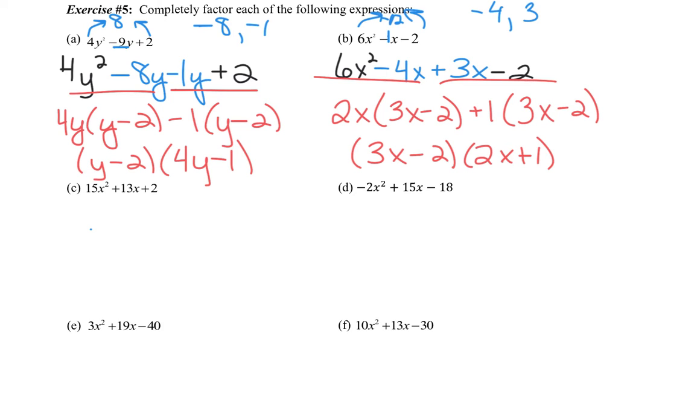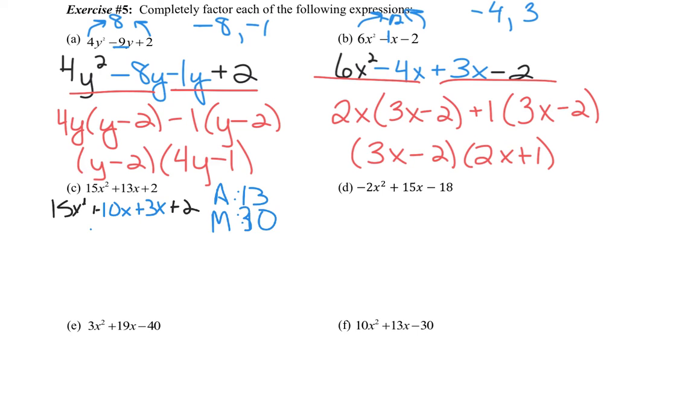So now we're trying to find numbers, and I don't really have room above, so I'm just going to write on the side, that add up to 13 and multiply to 15 times 2, so multiply to 30. So numbers that will work for that would be 10 and 3. So we're going to split the middle, and we're going to have a 10x plus 3x, and then I'll bring down those terms on the outside. So I have a 15x squared in the front and a 2 at the end.